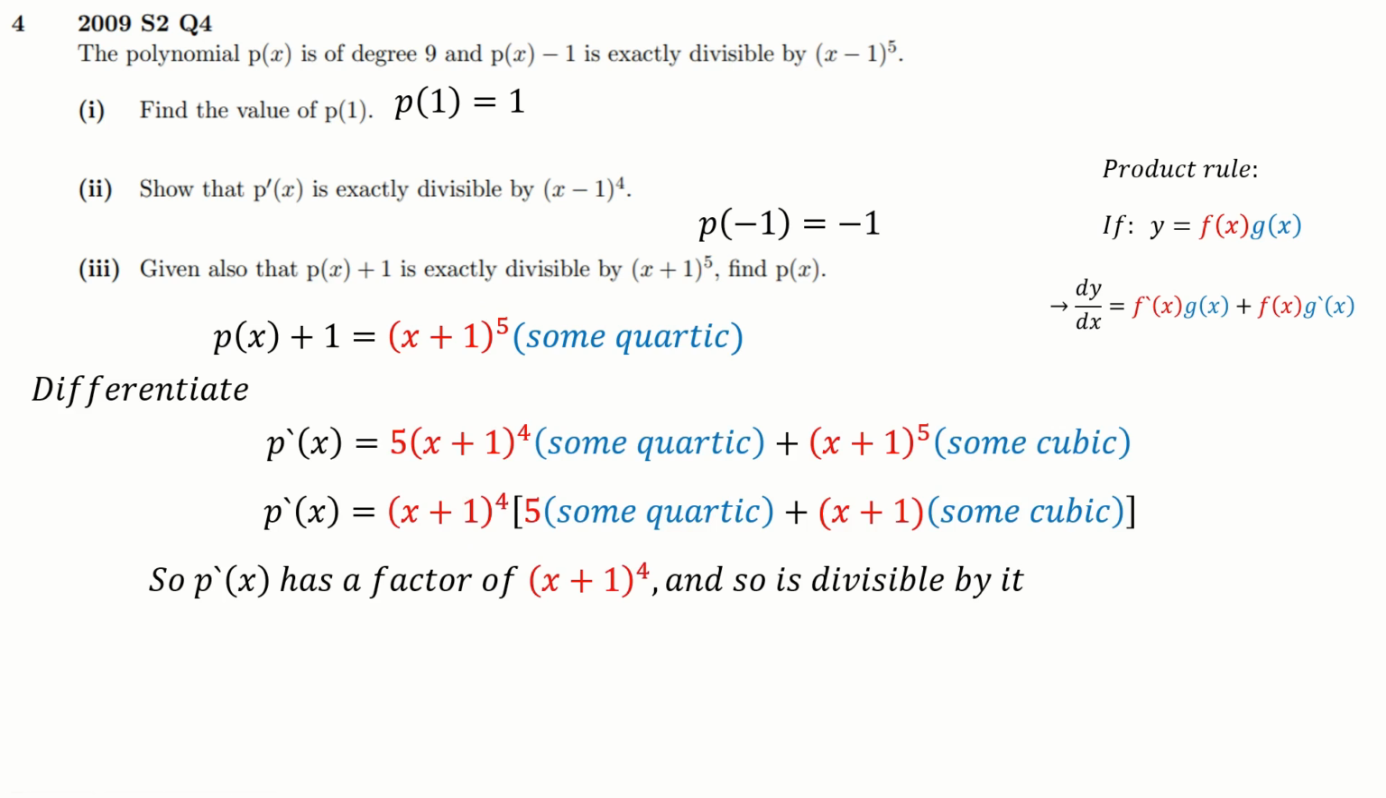Now, a few things to say here. P dash of x is divisible by x minus 1 to the 4 and x plus 1 to the 4. Now, P of x is degree 9, which means P dash of x is degree 8.